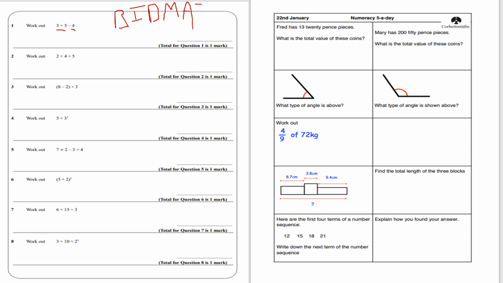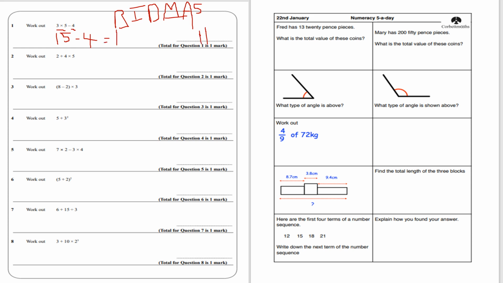Okay, for that. So using this, there's no brackets, there's no index, there's no power, okay, or indices. Division, no division. Multiplication, yes. So I do 3 times 5, which is 15, and then I do take away 4. So 15 take away 4 is 11, guys. So the answer to the first question is just 11, okay, for that one.